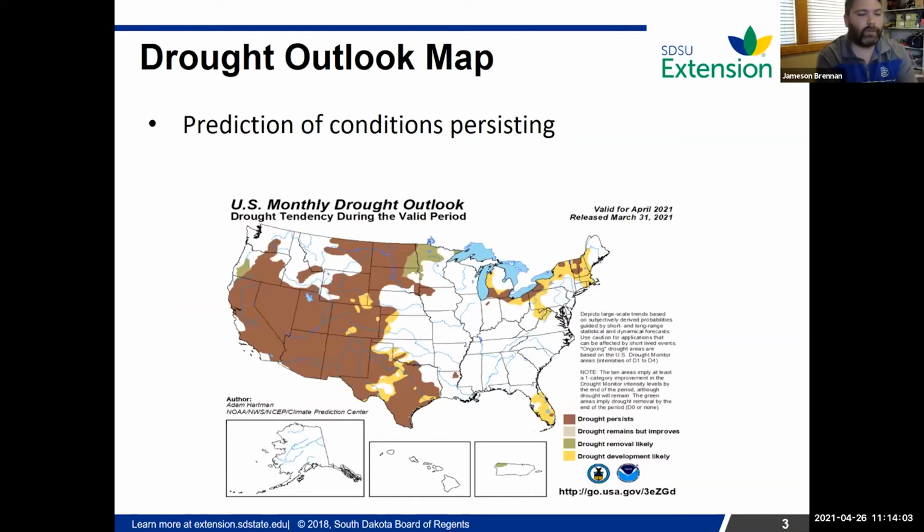So our Drought Outlook Map is produced by NOAA Climate Prediction Center, and these are released every single month. This one was released March 31st for the month of April, and basically this just gives you an idea of the likelihood that your conditions are going to persist or improve over the coming month. And so you can see here for April, much of South Dakota, drought persists for the month of April. Drought remains, but slightly improves in the southern part of the state. And then up here in the northeast corner, we see that drought removal is likely.